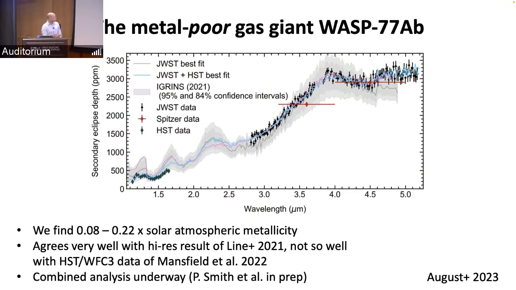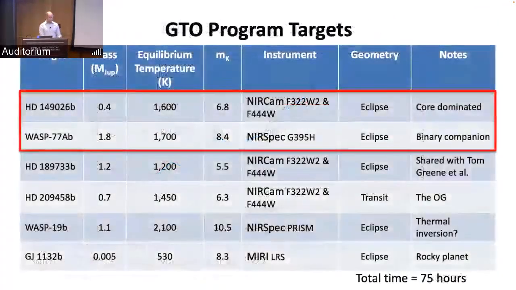You can see here the forward model from high-res shown in gray, predicting very well what we actually saw with JWST. So that suggests that looking forward, we can combine JWST with ground-based high-res in these cases and really get more detailed information about the planets.